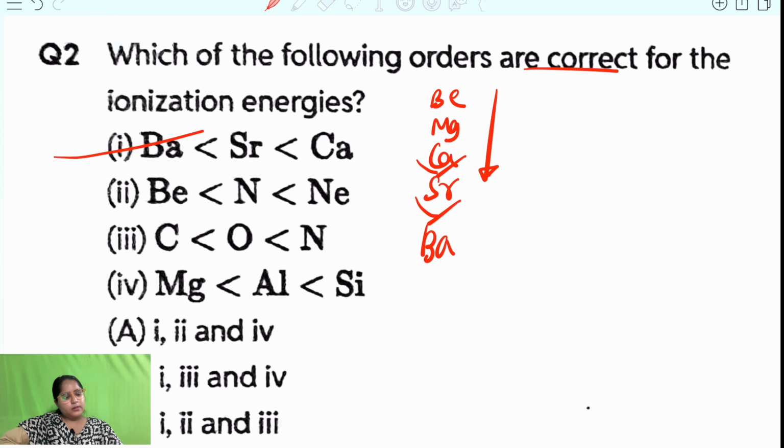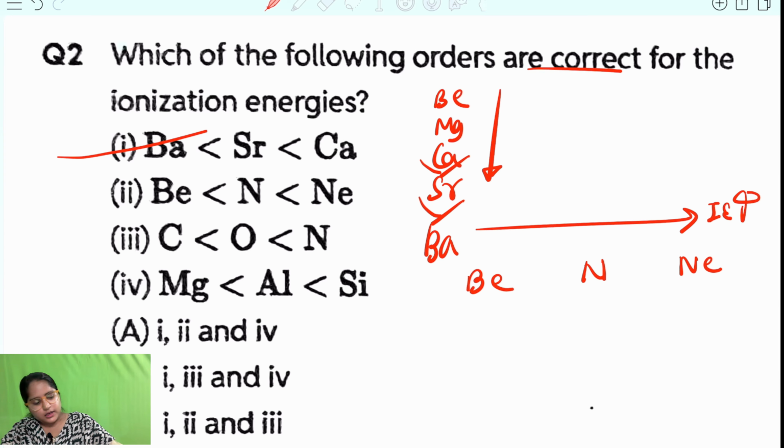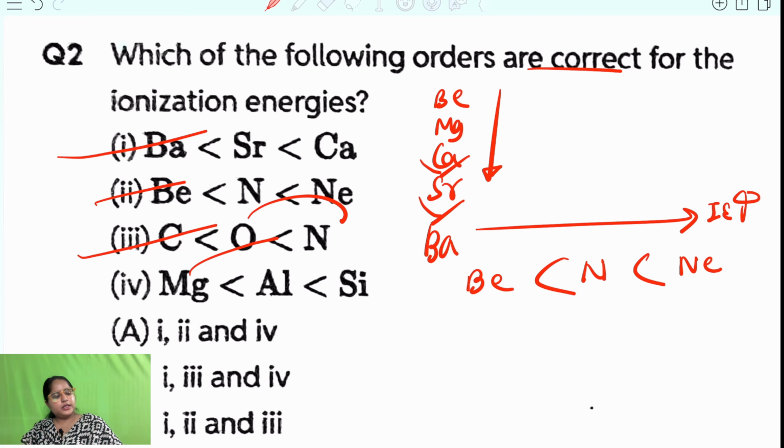Next, beryllium, nitrogen and neon. Left to right ionization energy will increase, so this is also a right option. Next, carbon, nitrogen, oxygen, and we know nitrogen will jump, so this is also right. Magnesium, aluminum and silicon: we know magnesium will jump, beryllium family and nitrogen will jump from their corresponding. So the fourth is wrong. So 1, 2, 3 is the right option.